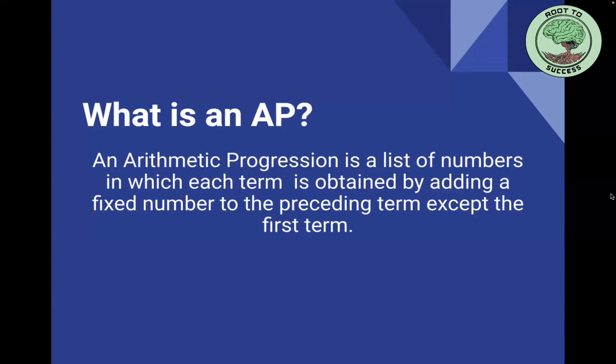So what is an arithmetic progression? An arithmetic progression is a list of numbers in which each term is obtained by adding a fixed number to the preceding term, except the first term. This fixed number is called the common difference of the arithmetic progression. Remember, the fixed number can be positive, negative, or zero.